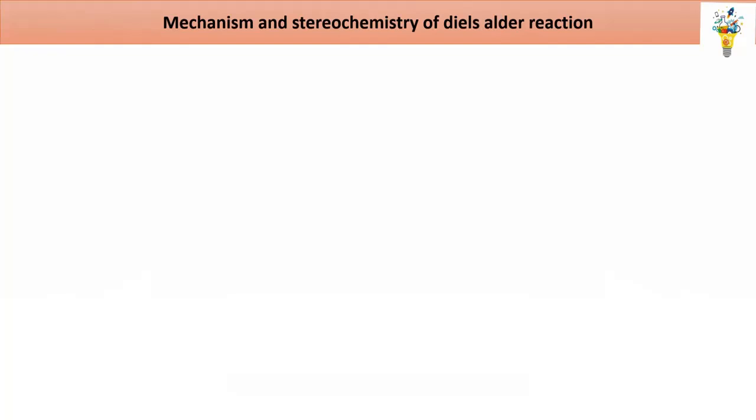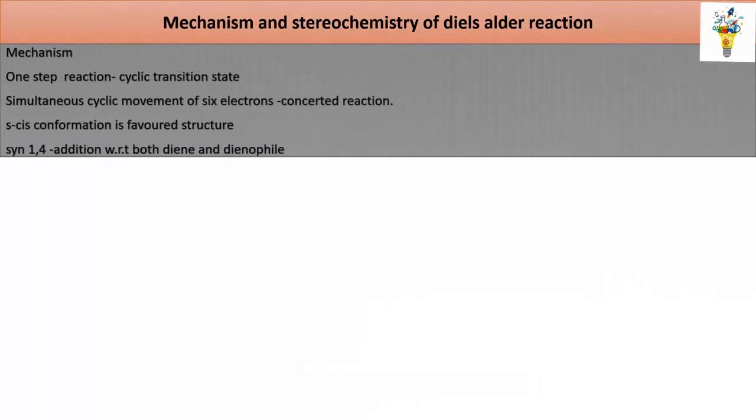So next is the mechanism and stereochemistry of Diels-Alder reaction. So about the mechanism, the mechanism is simple. It is a one-step reaction, that is, a concerted reaction with a cyclic transition state. The cyclic transition state consists of 6 members, with the simultaneous cyclic movement of 6 electrons. So it is a concerted reaction.